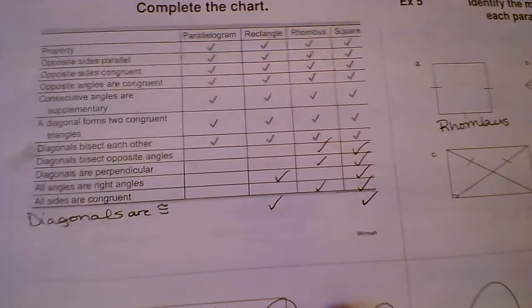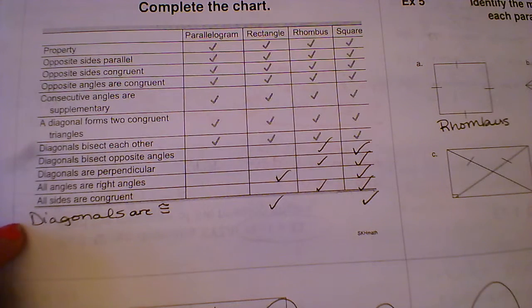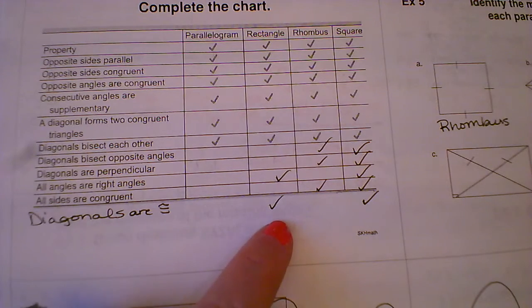Now this chart right here helps us to see what properties apply to which shapes. They actually forgot one, so we added that the diagonals are congruent to that last one, and that's a rectangle property and a square property.